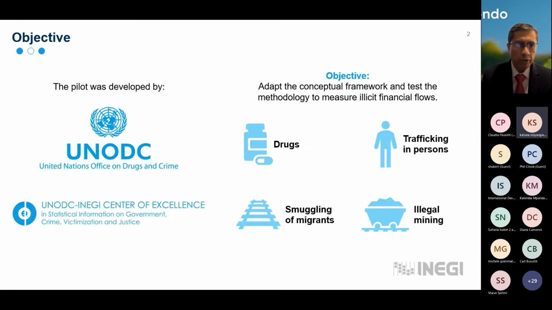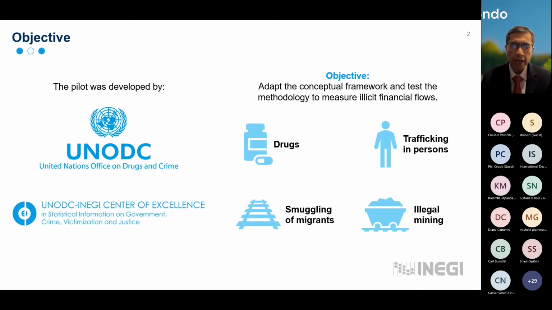Well, my presentation will be about a pilot that was done to measure illicit financial flows in Latin America, and of course I will focus on the case of Mexico. This pilot was developed by UNODC and the Center of Excellence that UNODC and INEGI have for this kind of topic, hard-to-measure phenomena. The objective of this pilot was to adapt the conceptual framework that Angela already mentioned, developed by UNODC and UNCTAD, in order to test the methodology to measure illicit financial flows.